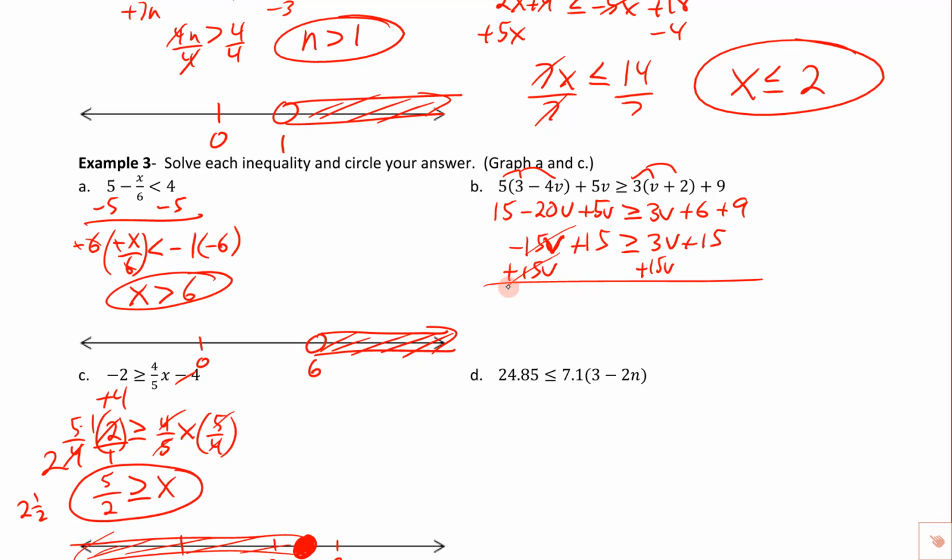Go ahead and show all my work on this one. If we're going to get the v's over here, let's go ahead and move that 15 to the other side. So subtract 15 from the other side. So lo and behold, now do be careful with this. There are a lot of people that get messed up here.